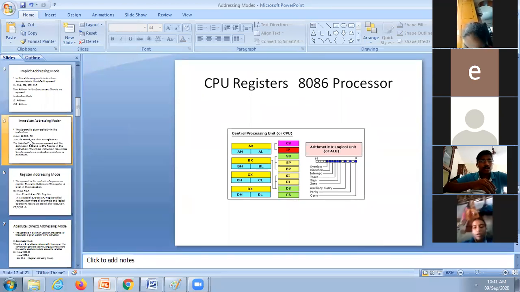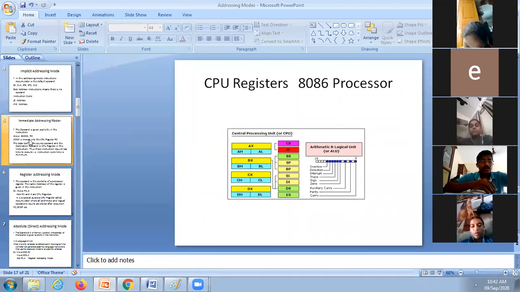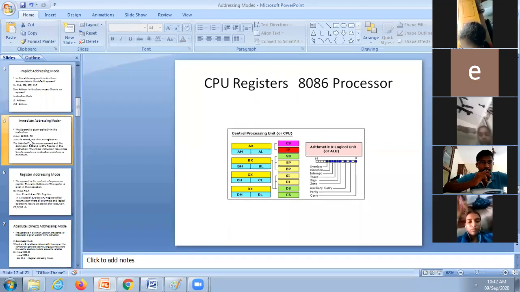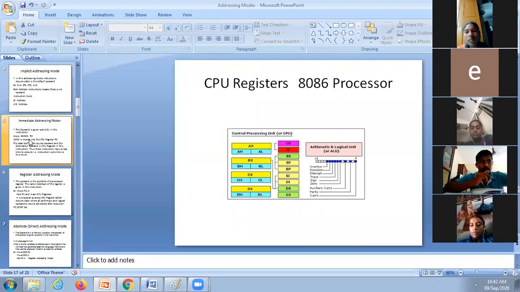Either it may be one or two. The number of operands may be either one operand or two operands. In immediate addressing mode, what is that operand? Anyway, there is a source and destination. Whenever there is an operand, there is a source operand or destination operand.